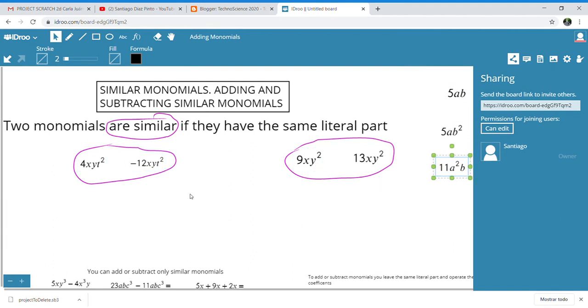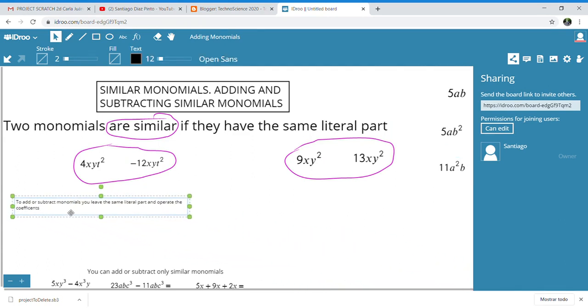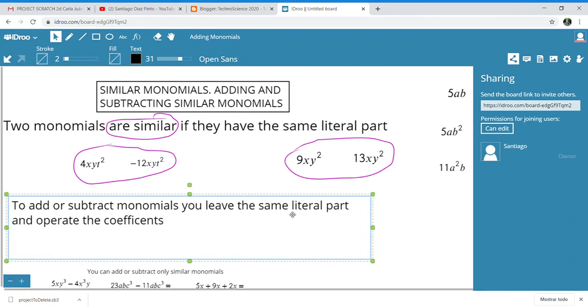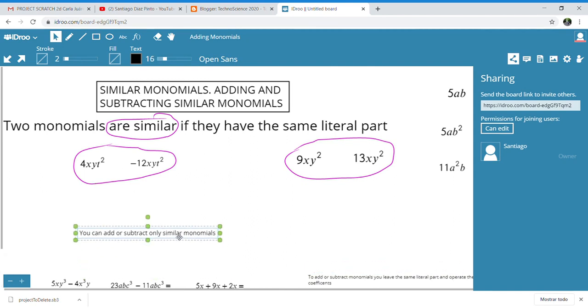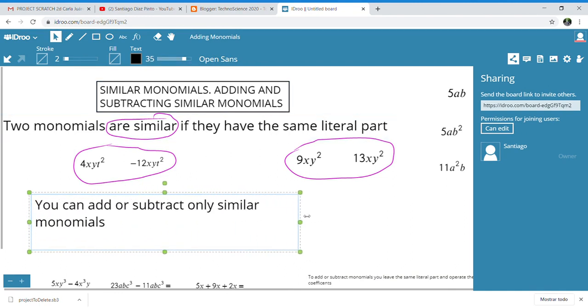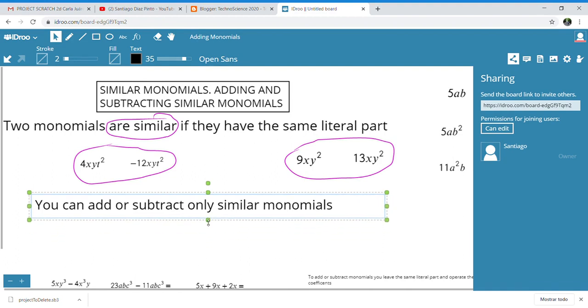Good. Look what we have here, because we have to learn how to add monomials. To add or subtract, you can operate only similar monomials. These are the only monomials that you can add or subtract, those that are similar monomials. Look, you cannot add this monomial plus this. It is forbidden, or this plus this is forbidden too. You can add or subtract this monomial with this because they are similar monomials, or this with that.